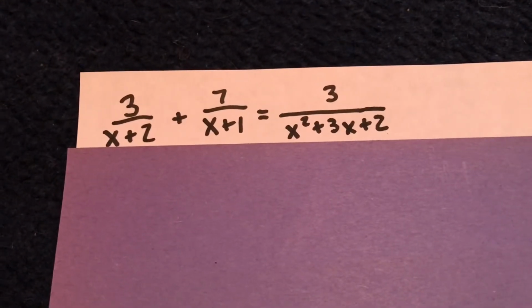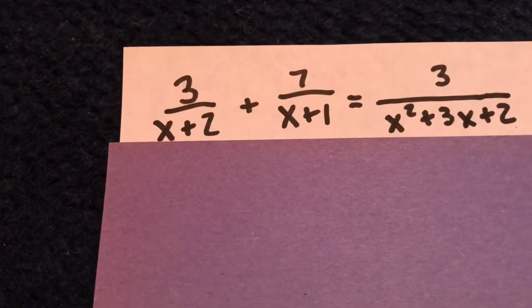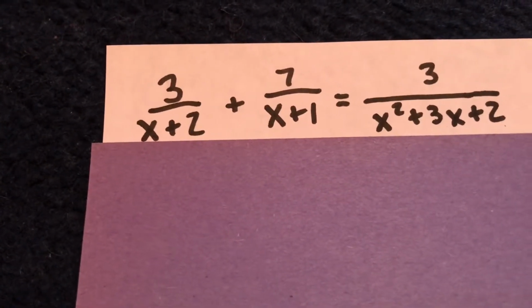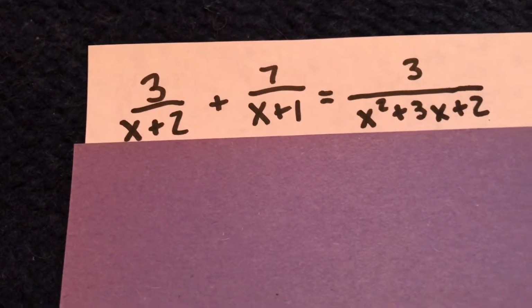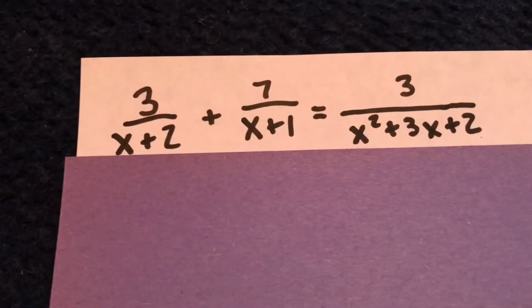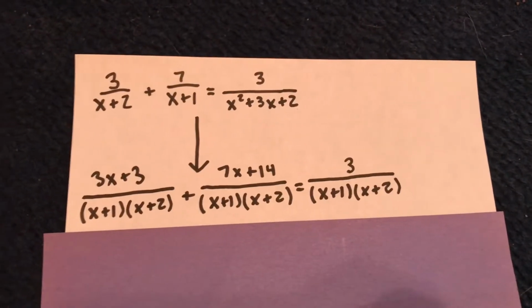But what does it take to multiply x plus 2 to get x plus 1 times x plus 2? All you have to do is multiply it by x plus 1, but you have to do the same to the numerator. So you have to multiply 3 by x plus 1. After multiplying, we got these numbers in the numerator.